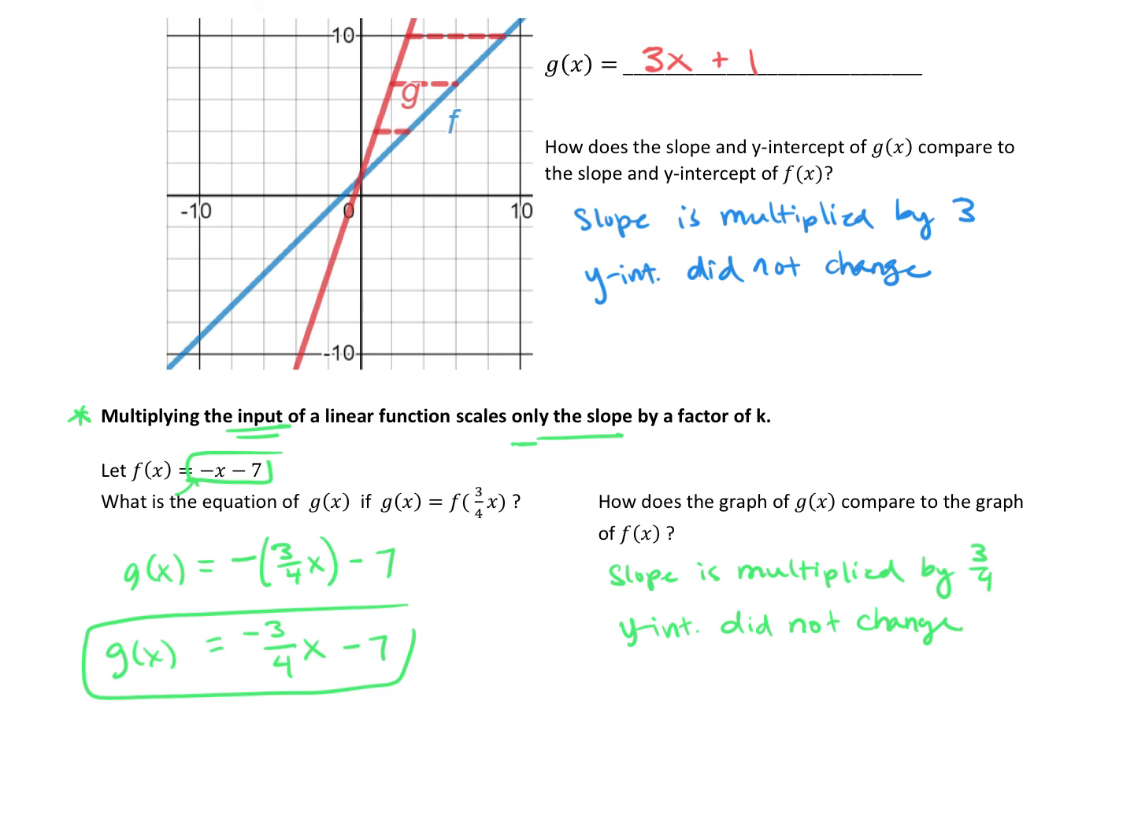And then let's just make a note, and we'll talk about this in class. When you're multiplying the input of a linear function by a factor of k, that is a horizontal, can you even read that? That's a horizontal stretch or compression.